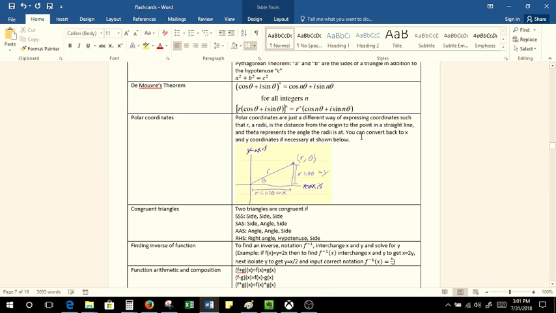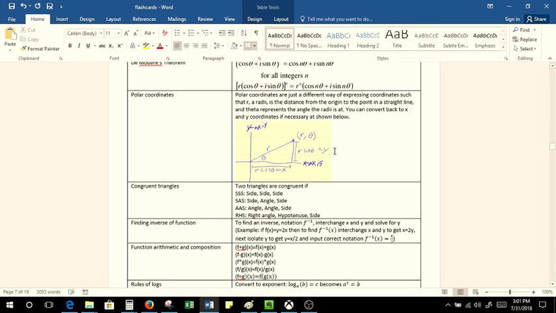But if you do need to convert back, this is how you do so. So r sine theta is equal to y, r cosine theta is equal to x, and then you can move back to the coordinates that you're used to seeing.